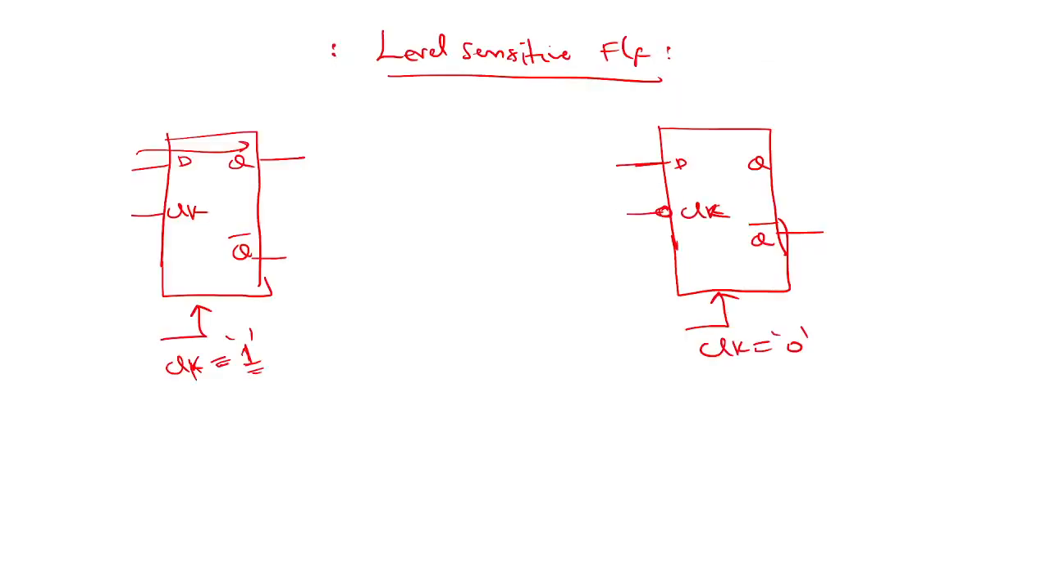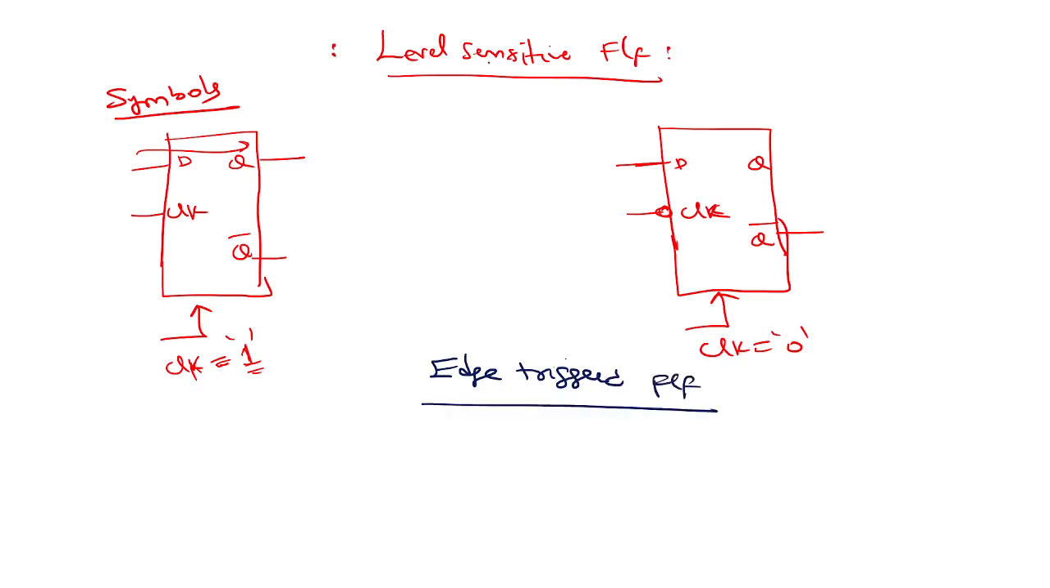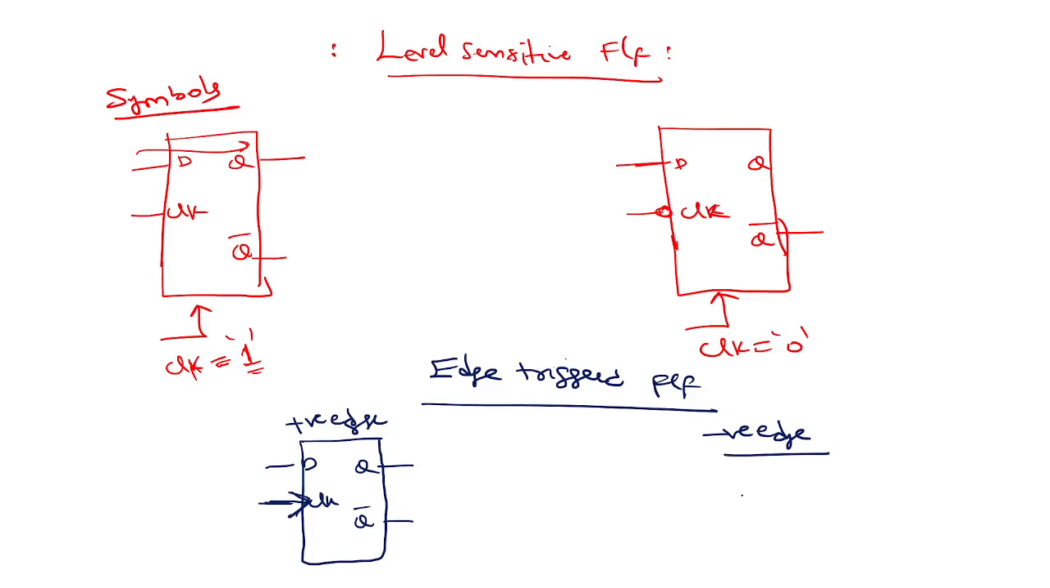So let's connect the dots. The way you have the level sensitive flip-flop representation, these are called symbols. What are the symbols for edge sensitive or edge triggered flip-flops, compared to level sensitive or level triggered? Now you have D, Q, Q complement. Let's say this is positive edge. The only difference is you look at the clock, and you have a symbol like this, an arrow. Based on this, you have to identify whether it is level sensitive or edge sensitive.